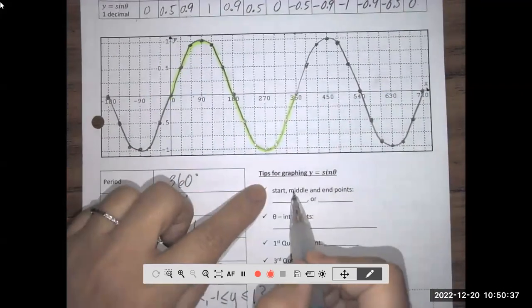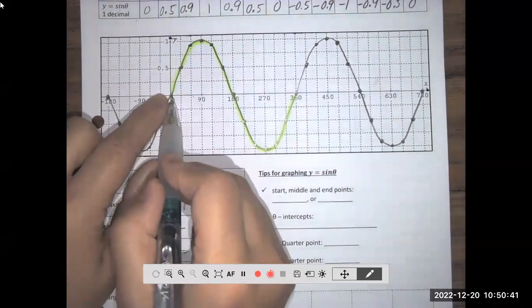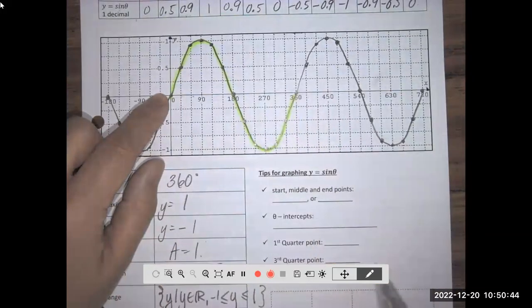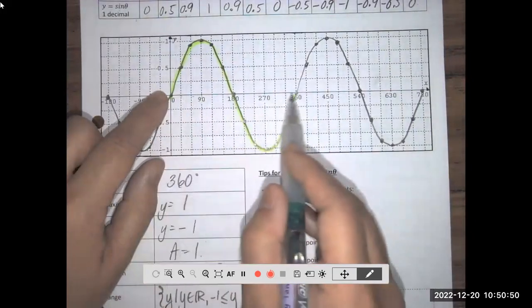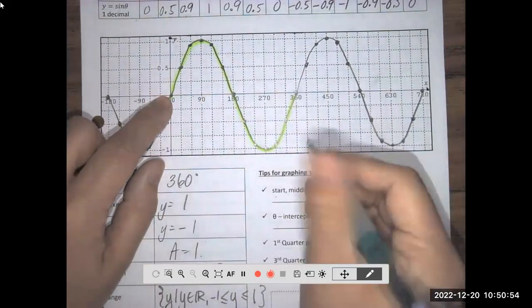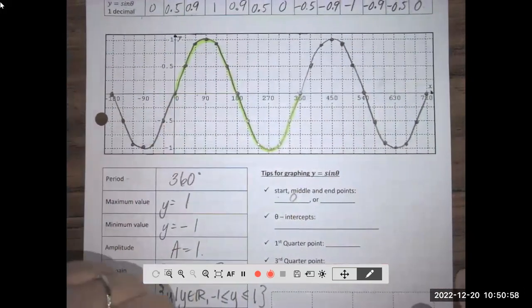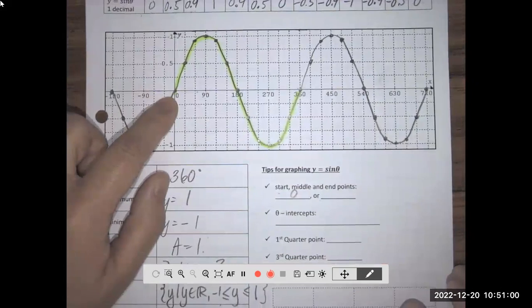So, our first tip for sine: it always has start, middle, and end on 0. Okay, so your start, middle, and end points are always going to be on the 0 line. Okay, so start, middle, end, 0. Okay, so this is always going to be 0.